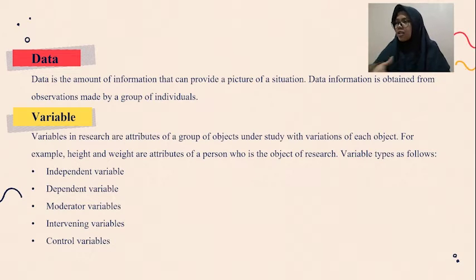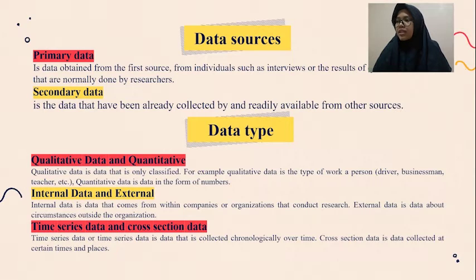And then data source. Primary data is data obtained firsthand from individuals, such as interviews or the results of questionnaires that are normally done by the researcher. And then secondary data is data that has already been collected by and is readily available from other sources.